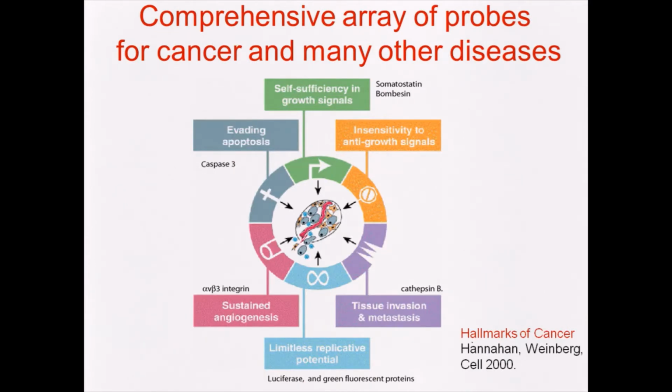In terms of exogenous agents, this is really the main motivation for working with deep tissue imaging, for mice at least. This is just to point out that these optical agents are very comprehensive. These are six different aspects of cancer, and there are optical reporters for all of them. But there are also reporters for many other diseases as well.